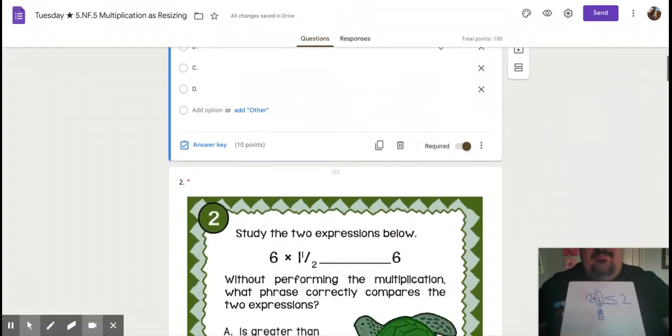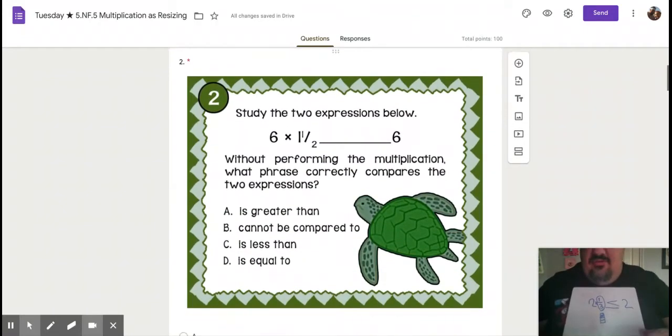So let's keep going. Okay, number two. So we got 6 times 1 and 1/2, and then we have 6 over here. So the 6's cancel out, so we're not going to focus on the 6's. We're going to focus on this 1 and 1/2. So let's ask ourselves, is 1 and 1/2 more than, less than, or equal to 1?